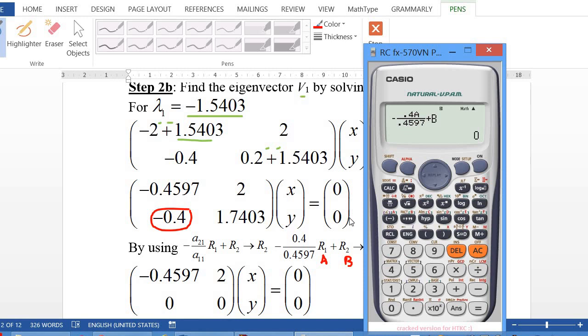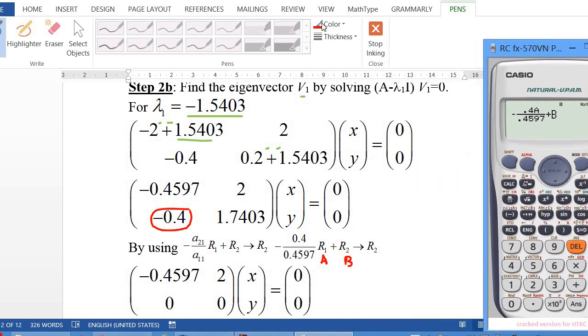In the formula, negative 0.4 is actually the coefficient, A21 divided by A11. For row 1, if you key in the value negative 0.4597, and then plus negative 0.4, then we'll get this cell as 0. Let me calculate again. A is this value, B is negative 0.4. Then we get 0.